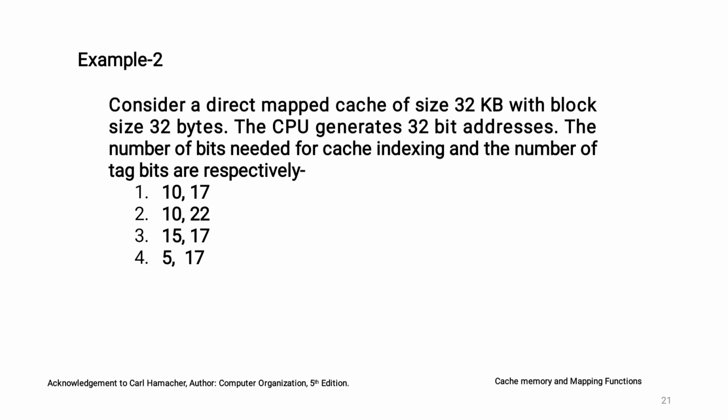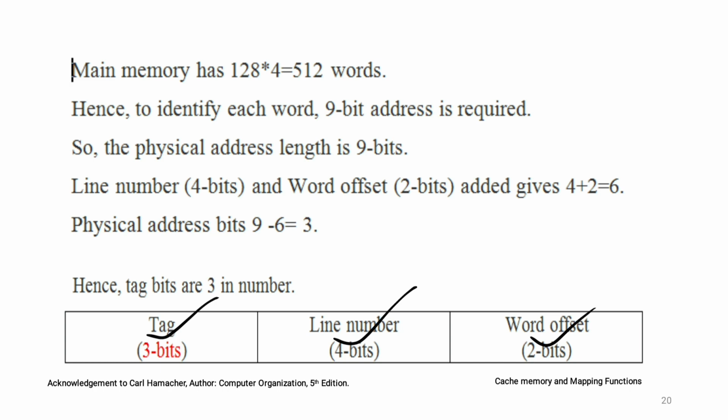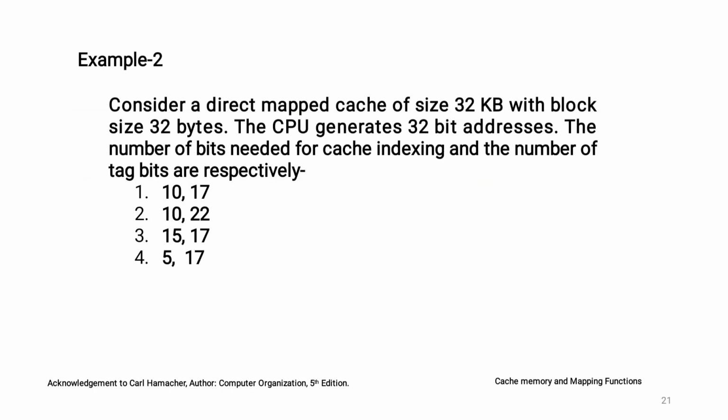1 K means 2 raised to 10. 10 bits are required to represent how many blocks are in cache. That is the middle part in the physical address division, that is line number. Right? In each 32 bytes, to represent any one, 5 bits are required. So which part am I talking about here? This physical address division. So what you can see, line number. Here 32 KB divided by 32 is 1K.